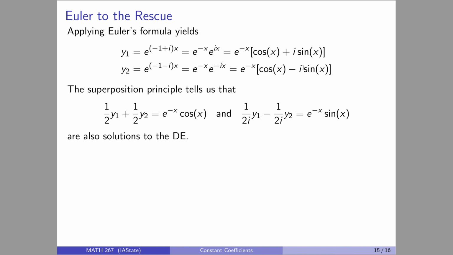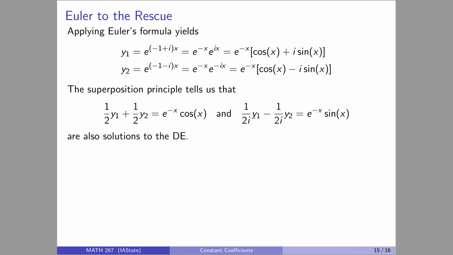So if I superposition this, if we take the first one, scale it by a half, take the second one, scale it by a half, and add them together, that will get rid of the i sine terms, right? They'll cancel out, and I'll just pick up e to the -x cosine x.